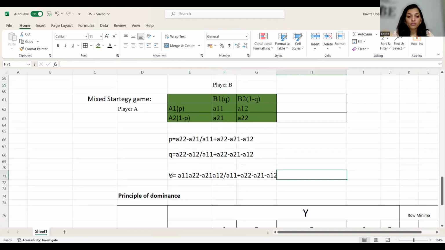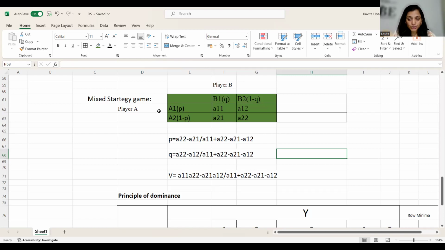Here is the formula for the value of the game. We consider fixed probabilities, as it is a mixed strategy game. The probability of using strategy A1 by player A is P, and for A2 it is 1 minus P. It is always 1 minus P, because the maximum value of probability is 1. It is between 0 and 1.